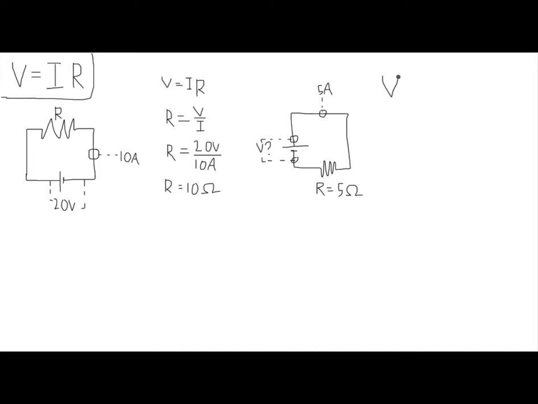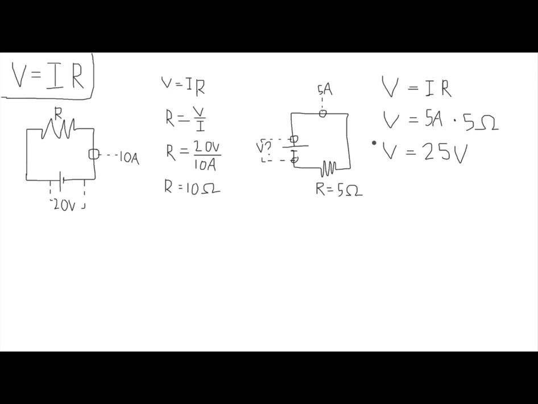Now using the equation, we could simply rewrite it. Plug in our values for current and resistance. And if we multiply this out, what we find is that the voltage equals 25 volts.